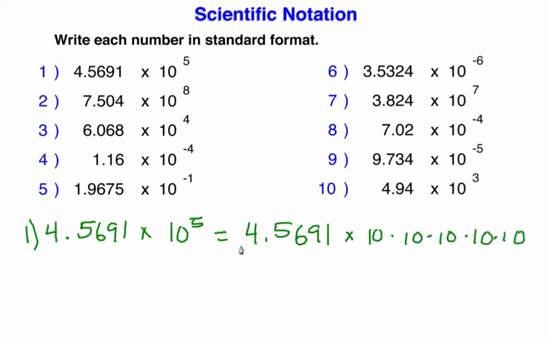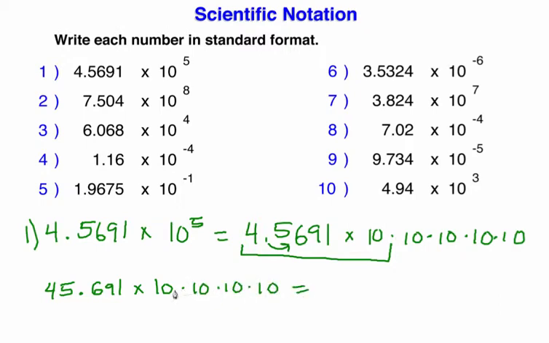I'm going to think about this in terms of order of operations, which tells me that when I have a bunch of things multiplied together, I just work from left to right. So the first thing I'm going to do is multiply 4.5691 times 10. Multiplying by 10 moves the decimal to the right one place. So now we have 45.691 times, and then there's still 4 tens back here.